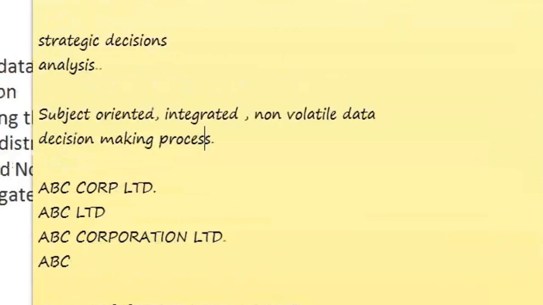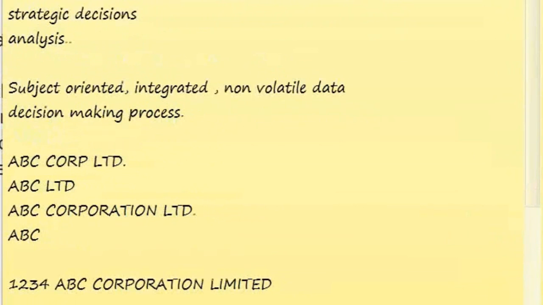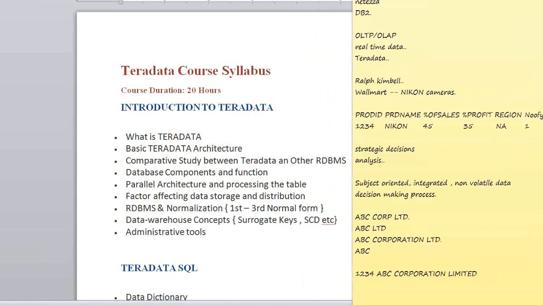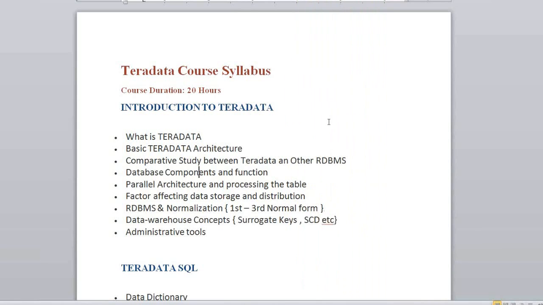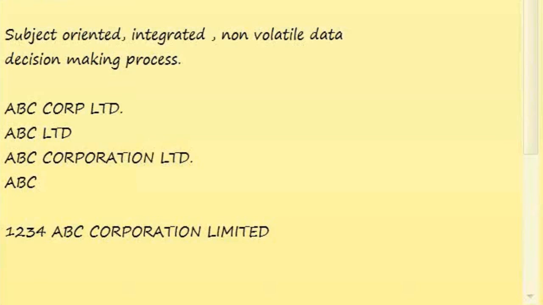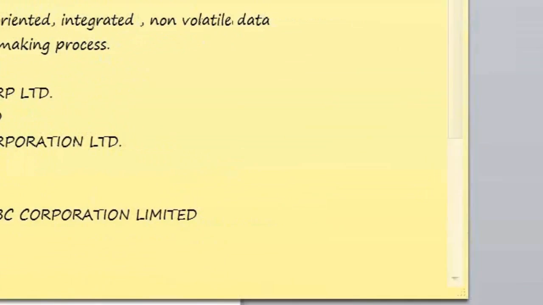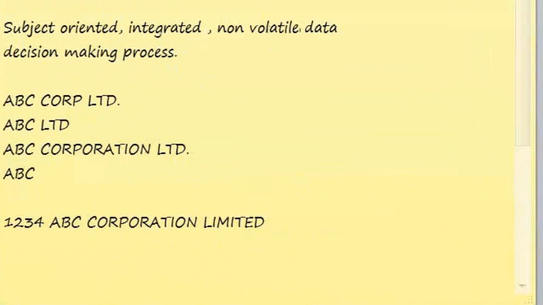Okay, so what we are going to cover as part of our course content. Here are the slides. We'll be talking about the Teradata architecture first of all, and a comparative study, meaning the differences between Teradata and other databases, the database components, parallel architecture, administrative tools, and data warehouse concepts. Whatever we discussed here, we'll go into more detail about the data warehouse concept, because Teradata is mostly famous for data warehouse, because it can handle huge volumes of data.